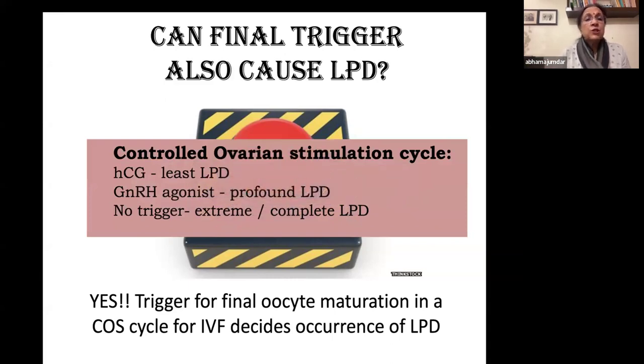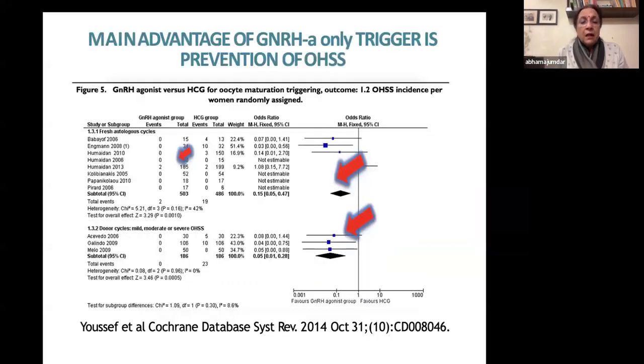So HCG leads to the least luteal phase deficiency. GnRH agonist trigger leads to profound LPD. No trigger, extreme or complete LPD. If you don't give a trigger, then the LH will release on its own terms and conditions, and LH levels may not be very high, and hence there would be complete LPD.